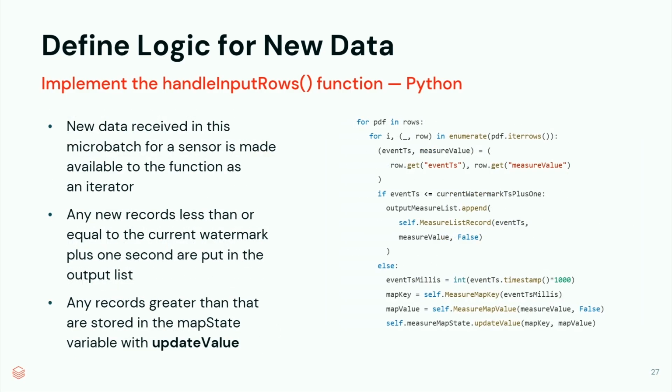Now this is the part of the code where we are iterating through new rows. This is similar to the previous API in Python, where you need to pull from a pandas iterator. So as part of this code, we're iterating through the new rows that were received. Any that are less than the watermark are automatically put into our output list that we are going to emit, and any that are greater than the watermark are going to be put in state for the next round.